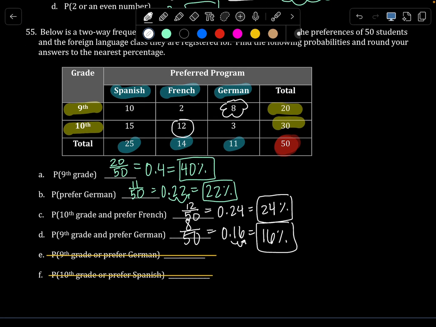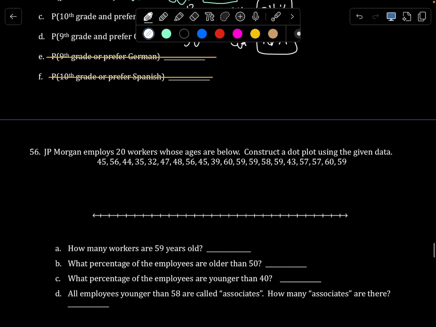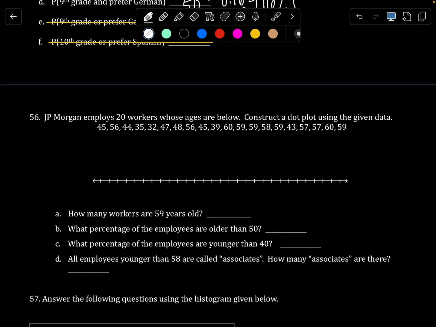I'm going to leave the or just because I didn't teach you guys the formula for or, and it gets a little tricky with the ors. All right, turn the page. We're almost there. We got until number, what's the last question, 64? I think so. These ones are good. We've seen them before. We've seen them on the study guide. JP Morgan employs 20 workers whose ages are below.